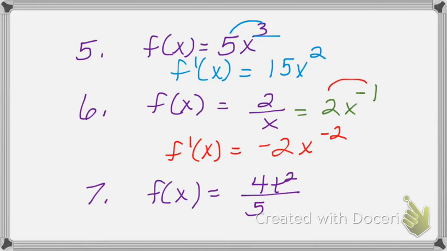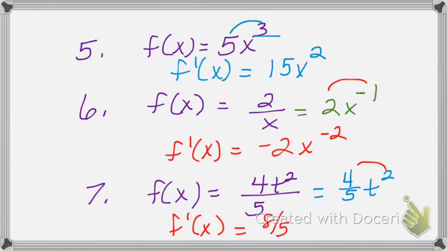The next one looks kind of weird, but it's very similar as well. If I rewrite that, that would be 4/5 t squared. I'm just going to put the t to the side. It's not on the bottom, it's on the top, so it's just kind of there to the side. And now if I do the derivative, I would do 2 times 4/5, which is 8/5. Subtract 1, so then you just get a t.